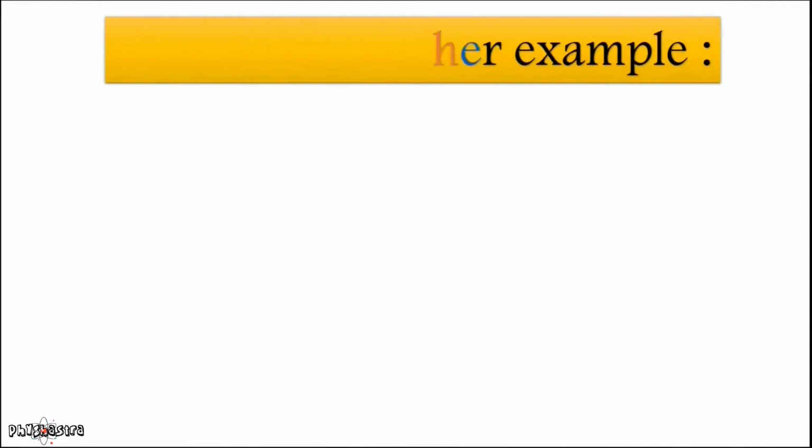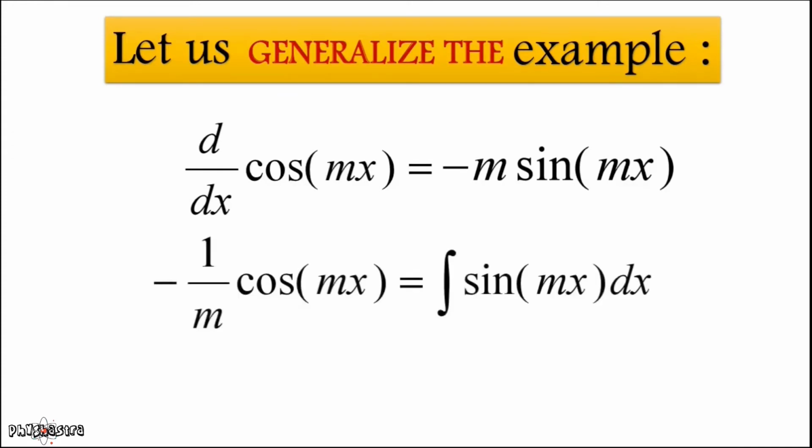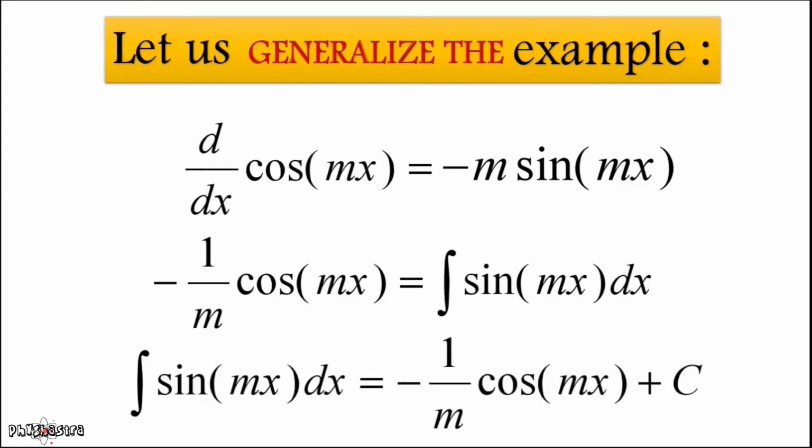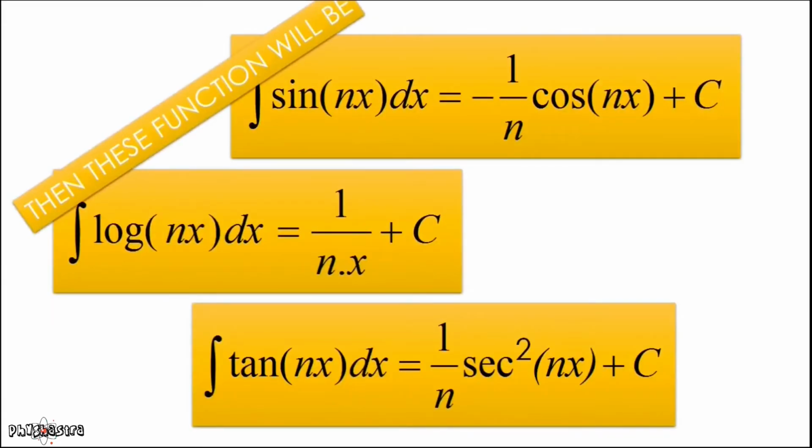If we generalize it, what if we find the integration of sine mx instead of sine 4x, and m is any constant? Then we apply the same procedure as before. Derivative of cos mx is negative of m sine mx. Then rearranging it, we finally get integration of sine mx equals negative of 1 divided by m cos of mx plus c. We can use this generalized term and find any integration of this kind. Here n is any constant, just like m was before. You can verify it by yourself.